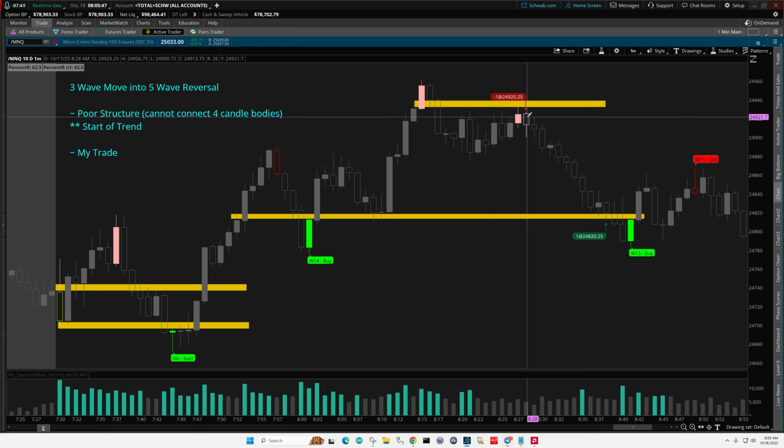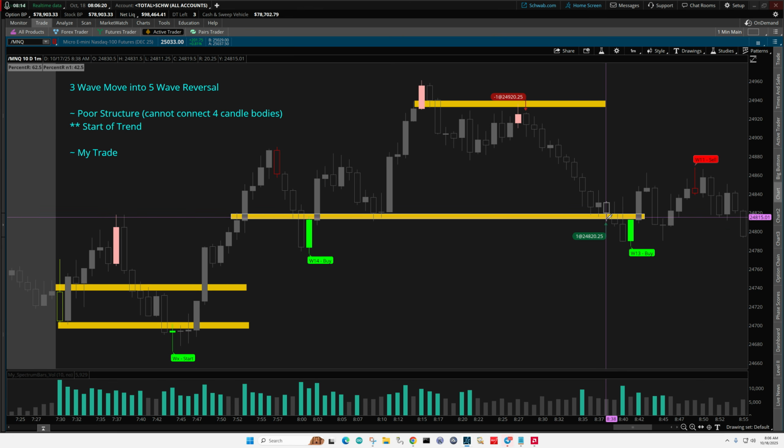Now my first target would then be that first pore structure zone, which was down here, this yellow zone to connect four candle bodies. And as you can see, price did come all the way down, and I didn't execute this perfectly. I got out at 24,820.25, so I took 100 points out on this particular move.